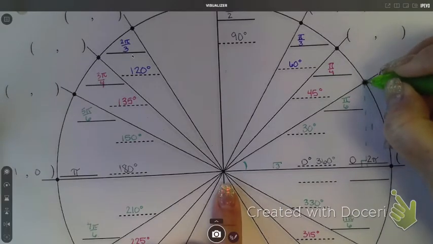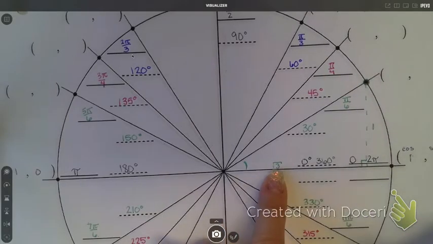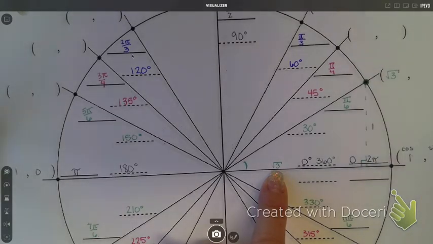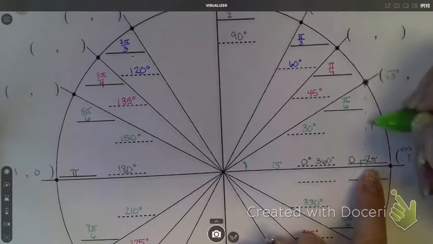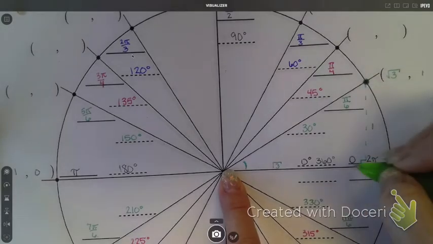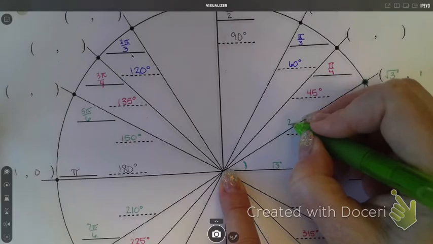Its coordinate is x, y. What is the x? Square root of 3. What is the y? 1. What is the r? 1 and square root of 3, that would be 2.